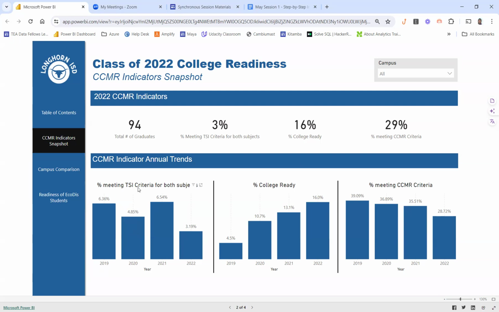What is the percentage of students who met the TSI criteria for both subjects over the years? When 6% passed in 2019, it drops down to 3% in year 2022. For college readiness percent, while it was only 4.5%, now for the last year, it's 16%. And percent of meeting CCMR criteria, when it was like 39% in 2019, now it's like 28%. So there's a lot of calculations going on this page.